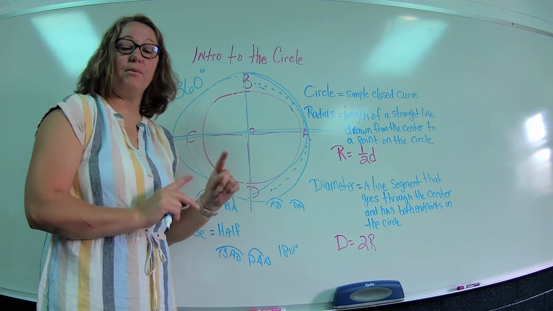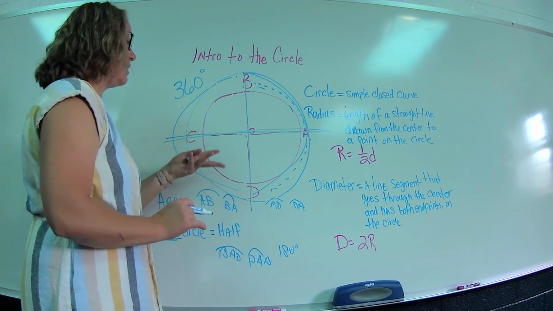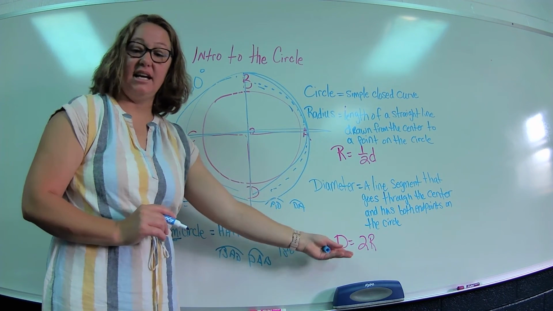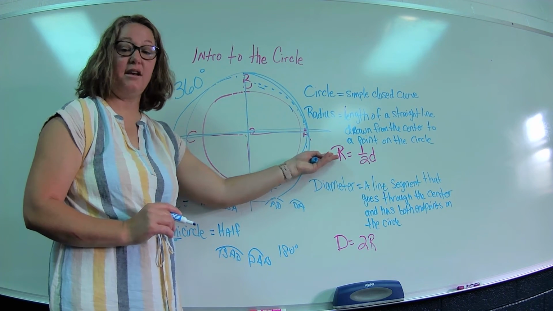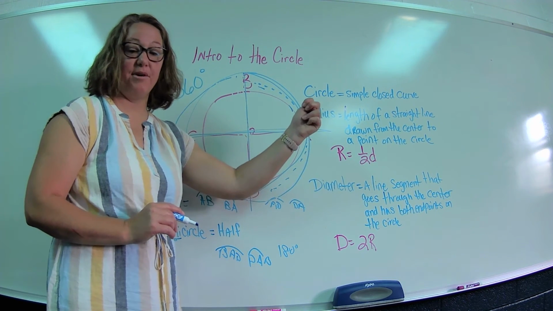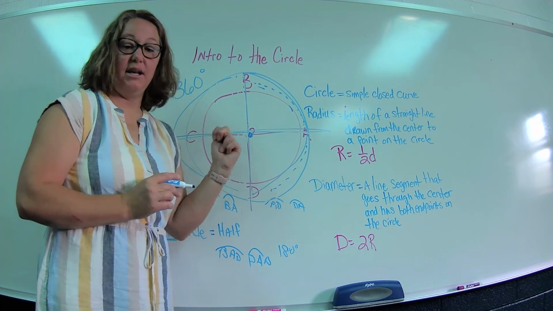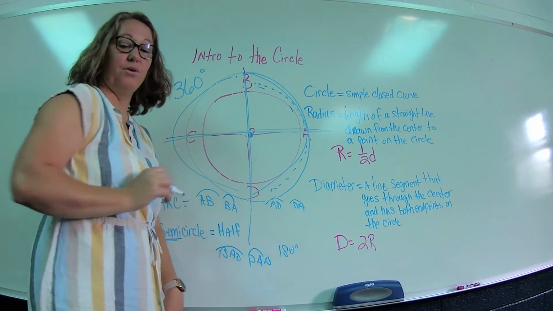All right, so what we're going to practice today, since we've introduced the circle and the circle parts, is the radius and the diameter. We're going to practice with these two formulas. The radius is 1/2 of the diameter. Remember, it starts in the middle and goes to a point. And the diameter is 2 times the radius; it goes through the center.